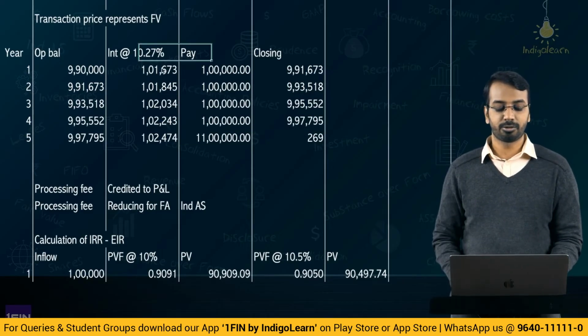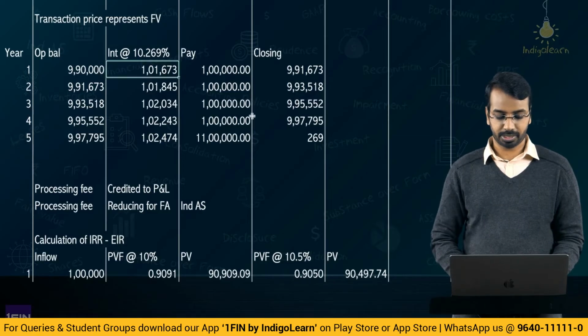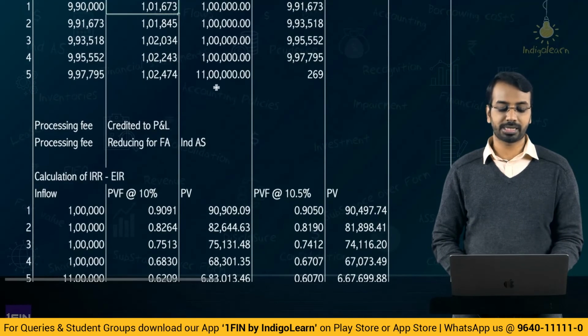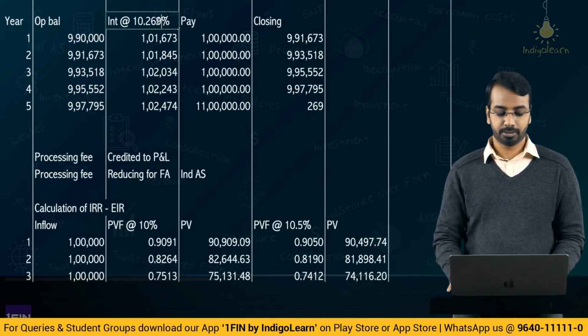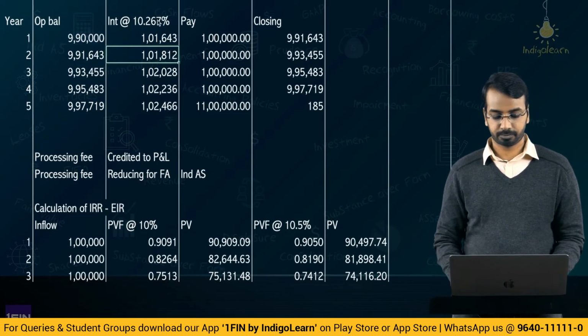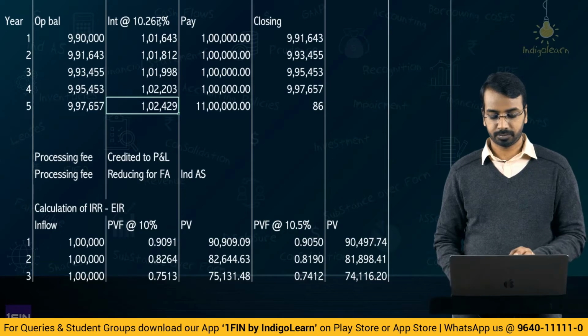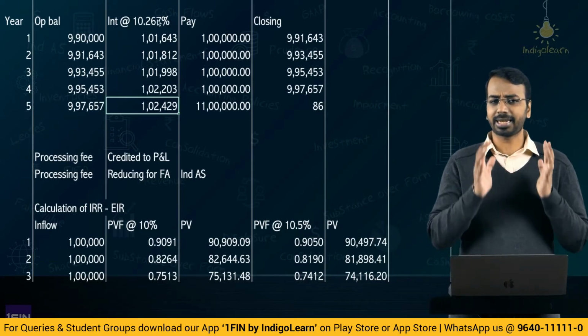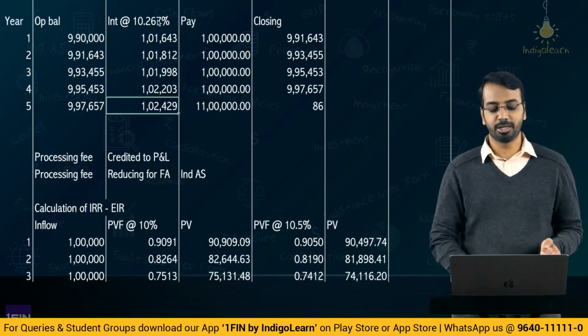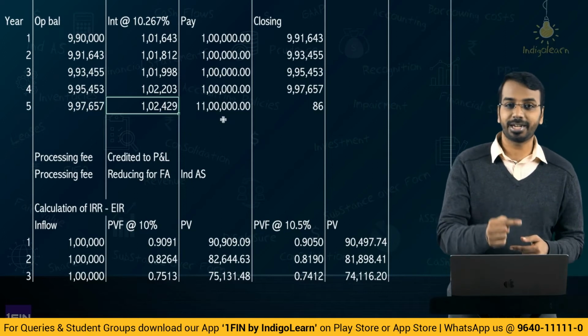If I had taken 10.267%, the difference would be still lesser. It's come down to 86. If I take the exact IRR, then this difference will be 0, right. So this is the effective rate of interest.